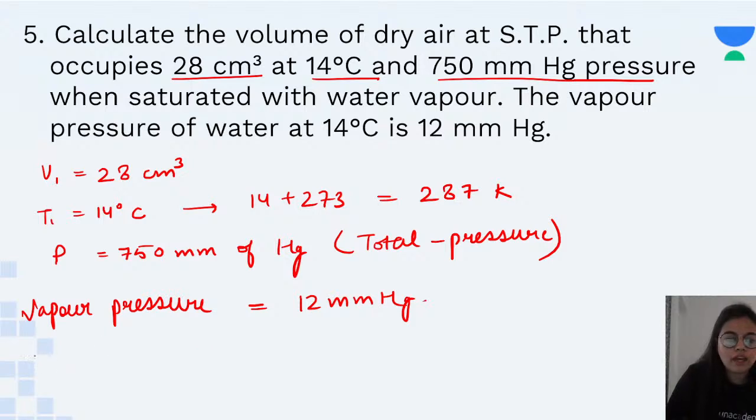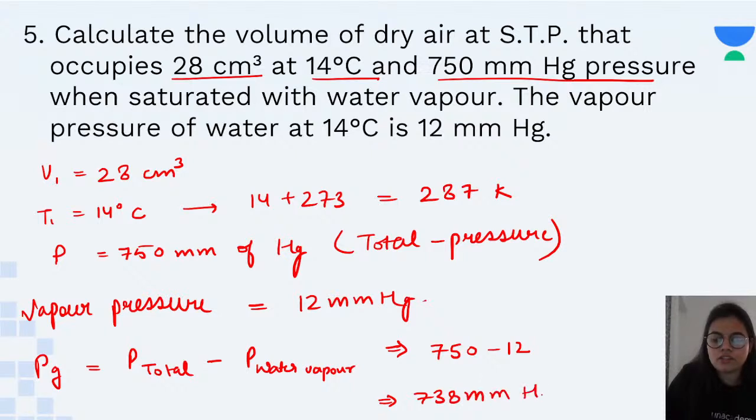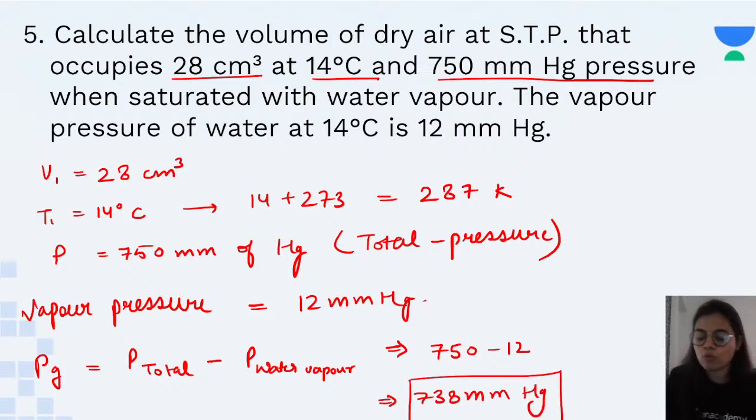Now how to calculate the pressure of dry air? So pressure of gas is equal to total pressure minus pressure of water vapor. So that will be equal to what? What is the total pressure? 750 minus 12, and that makes it 738 mm of Hg. So that is our P1. I hope things are clear up till here.